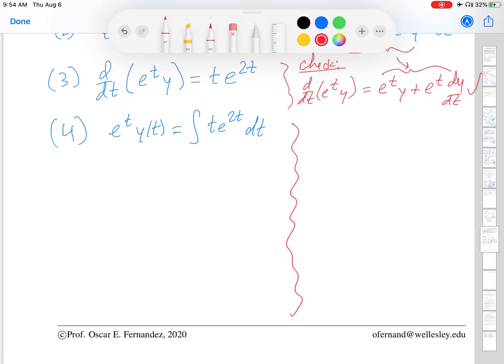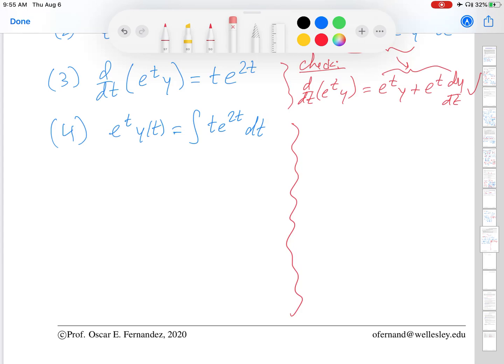The only thing that might make sense as a u would be 2t. But that's basically going to give us some version of u times e to the u over 2, and that's not going to help. So we can't do u substitution. So the next slightly more complicated technique than that is integration by parts, which I think is going to help in this setting.